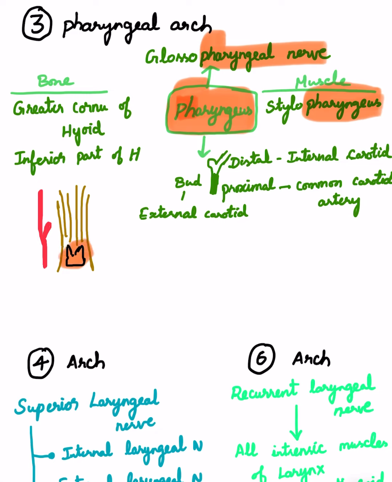And as for the artery, we have the common carotid artery. The proximal part develops into the common carotid artery, and the distal part develops into the internal carotid artery, and there is a bud which gives rise to the external carotid artery. These are the derivatives of the third pharyngeal arch: glossopharyngeal nerve, stylopharyngeus muscle, common carotid artery, internal carotid artery, external carotid artery, greater cornu of hyoid, and inferior part of hyoid.